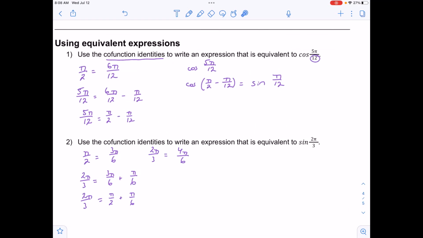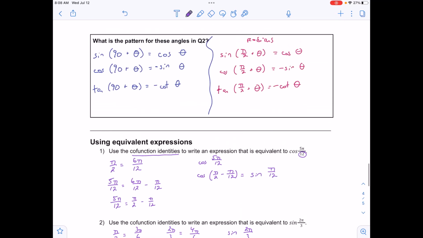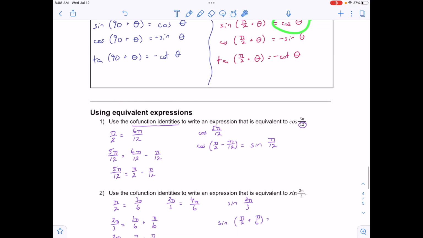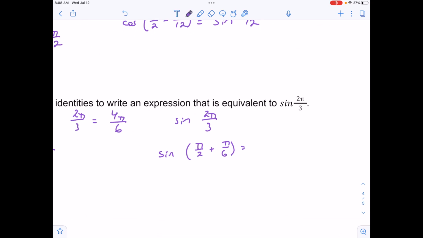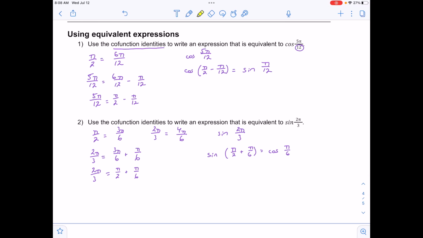And my original question was sine of 2 pi over 3. Sine of 2 pi over 3, we said is the same thing as saying pi over 2 plus pi over 6. And what does sine match up with up here? It matches up with cosine of that angle. That matches with that. In our first question, those two match up together.